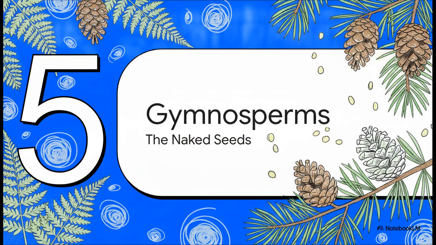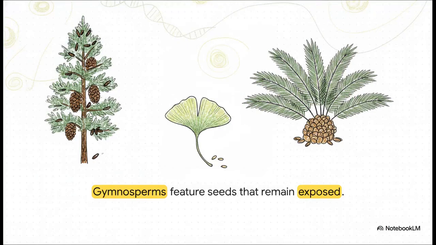Next up, Part 5. Gymnosperms, the naked seeds. This is the moment plants finally break free from water dependence. While ferns evolved that amazing plumbing, they still required water for their gametes to swim. But this next massive leap completely solves that problem. The word gymnosperm literally translates from Greek as naked seeds. This is because their ovules are not enclosed by any protective ovary wall, both before and after fertilization.